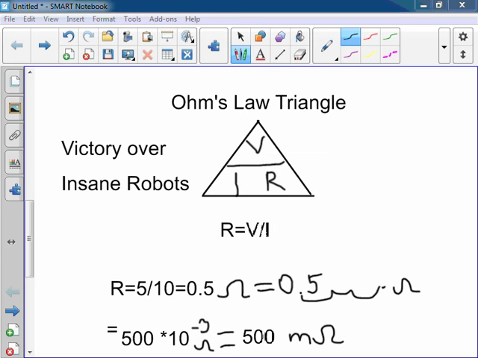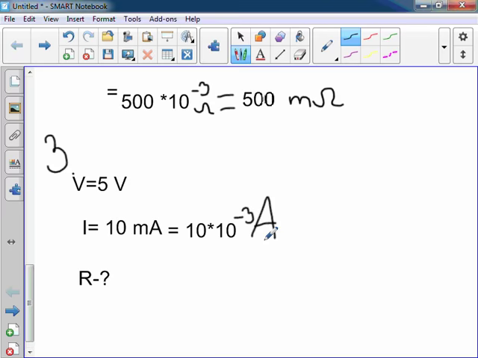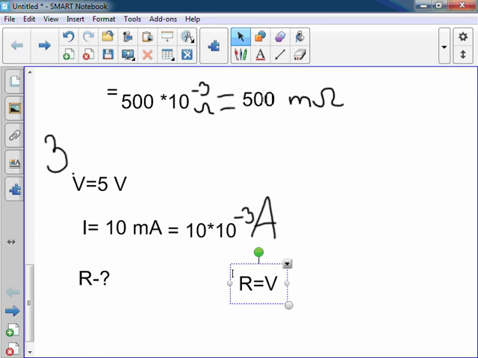Now I'm going to scroll down and type my formula right here. Now, why am I rewriting the same formula over and over again? Guys, I do that because chances are you're going to get confused which formula you're using. And you're going to have more than one formula, guys. So make sure you do that. So R equals V over I.